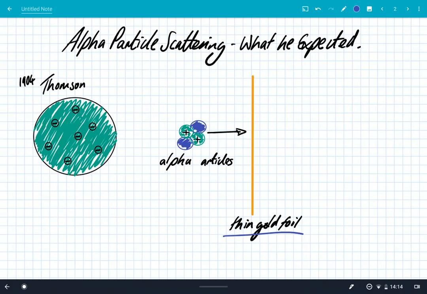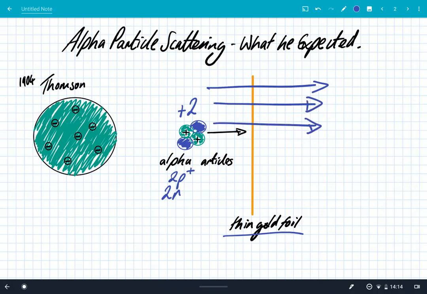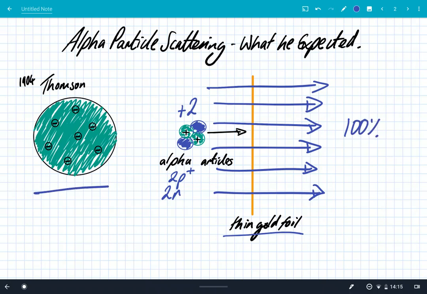In a little bit more detail, alpha particles are made of 2 protons, which are positive, and 2 neutrons, which are neutral. So these have a +2 charge. So when he fired these alpha particles, he expected 100% of these really high energy alpha particles to go straight through. And that's because in the plum pudding model, there was only a cloud of positive charge, nothing dense to repel these positive alpha particles.